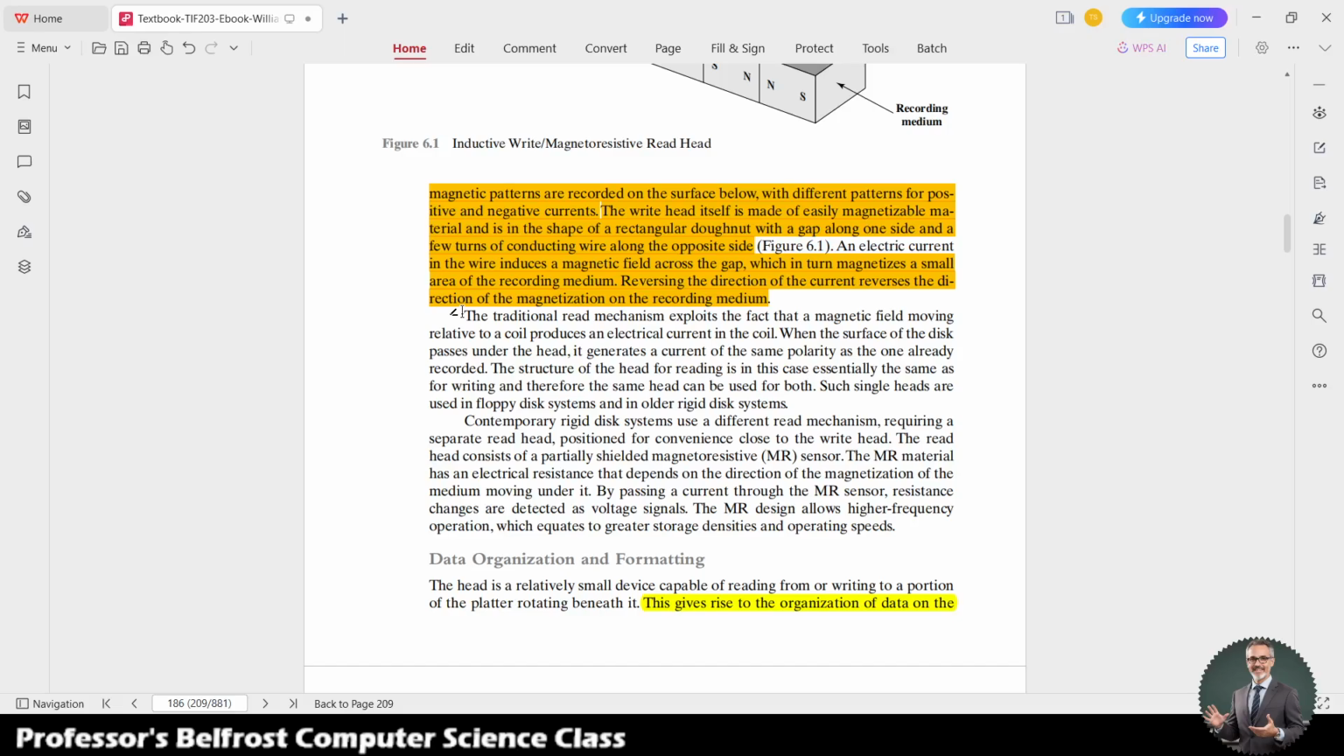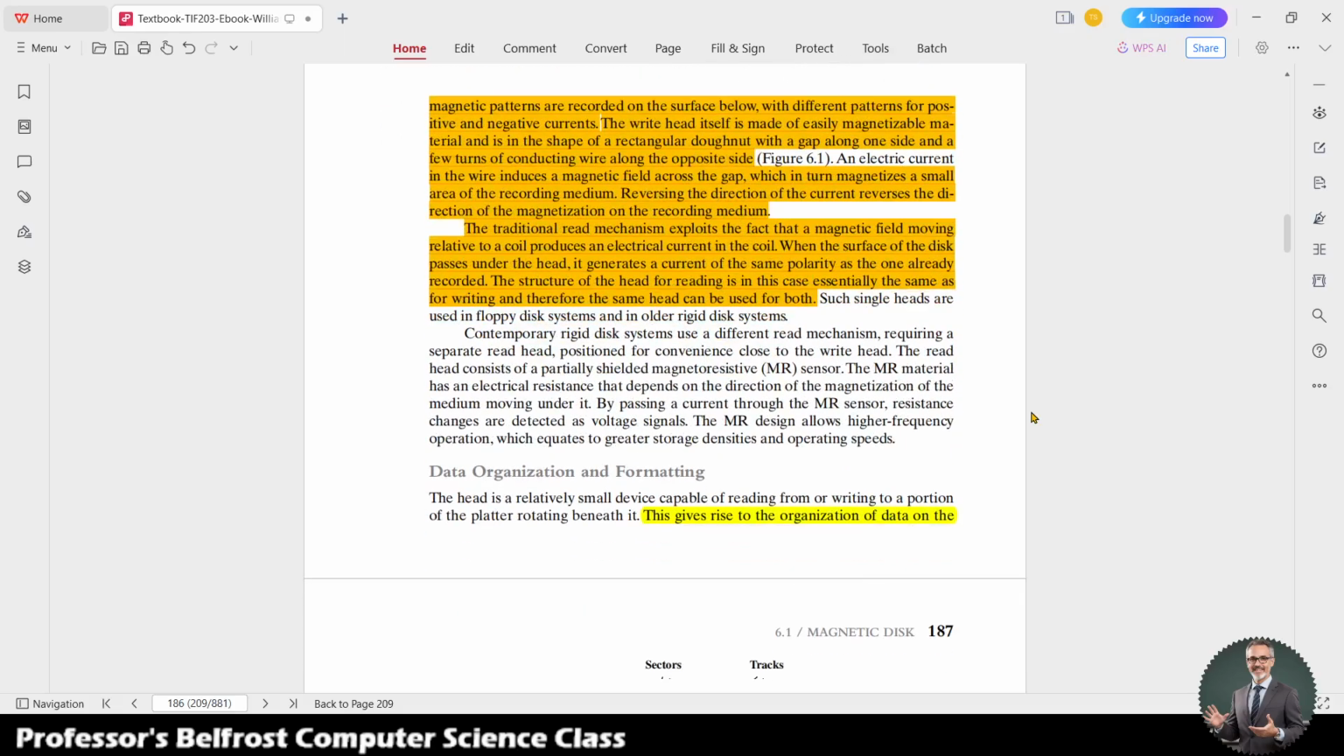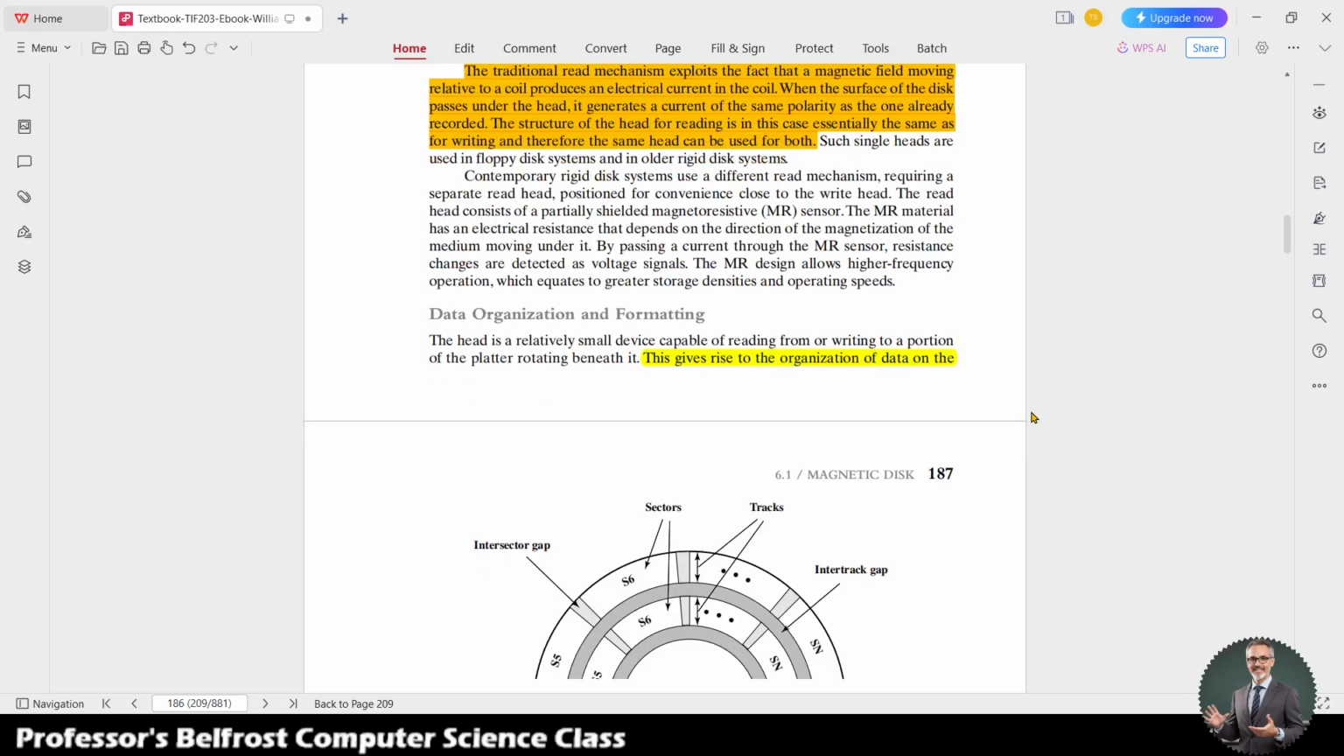So this is just the reverse process. When the surface of the disk passes under the head, it generates a current of the same polarity as the one already recorded. The structure of the head for reading is essentially the same as for writing, and therefore the same head can be used for both. Contemporary systems use a different read mechanism that requires a separate read head, positioned close to the write head. The read head consists of a partially shielded magnetoresistive, or MR, sensor. This MR material has an electrical resistance that depends on the direction of the magnetization of the medium moving under it.